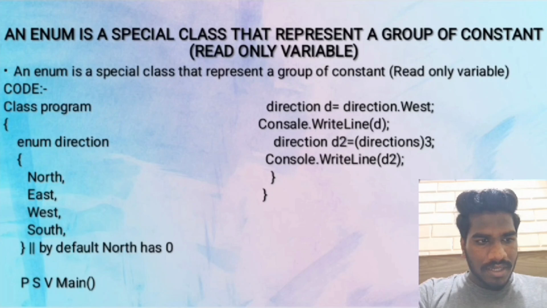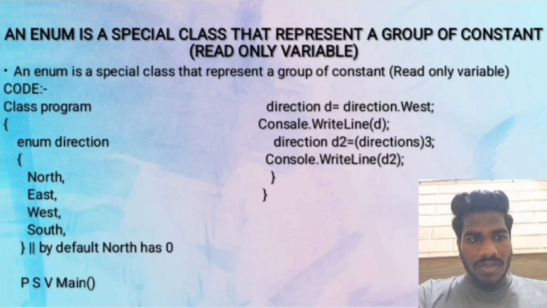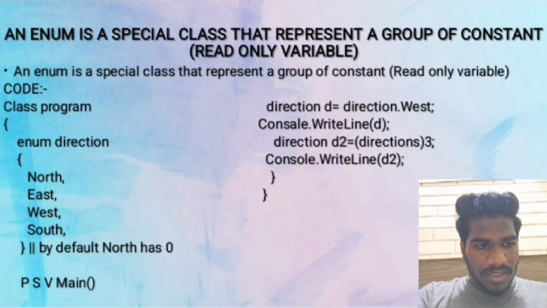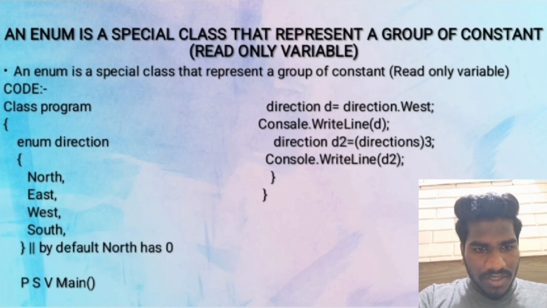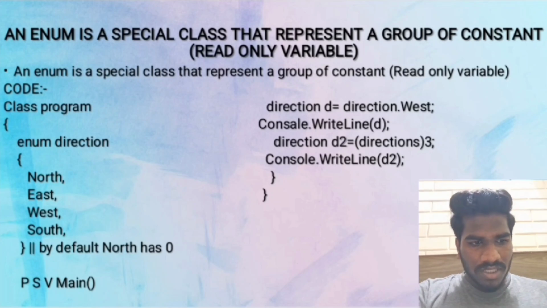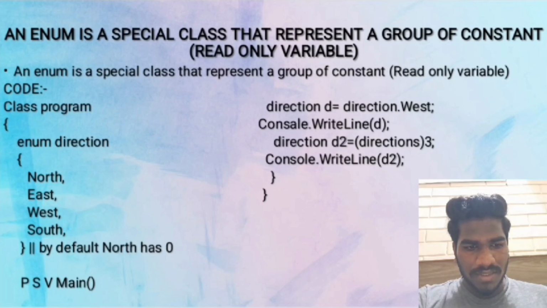D is a variable of type Directions. It is assigned the value Directions.West, which corresponds to the integer value 2. The WriteLine of D prints the name of the enum value, which will be West.